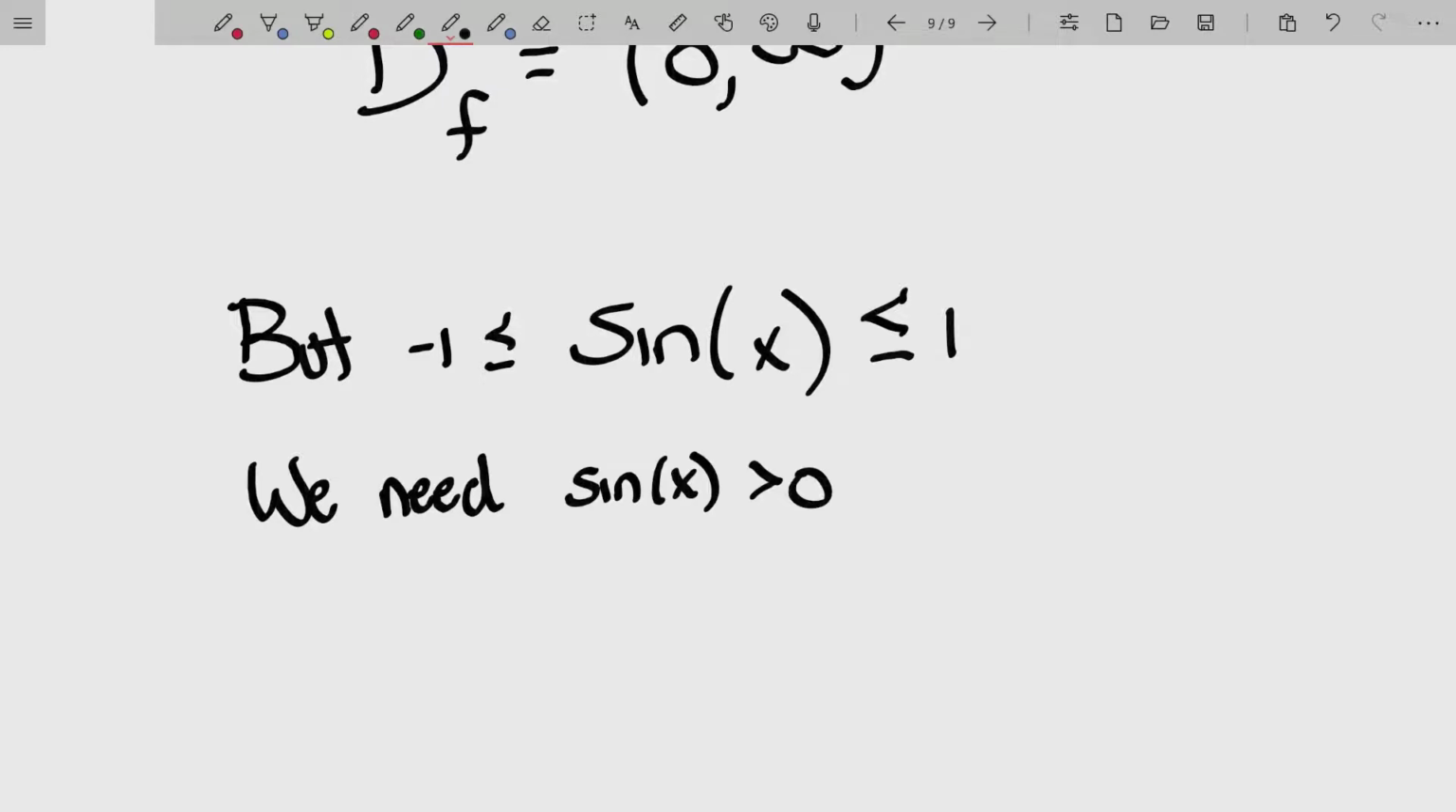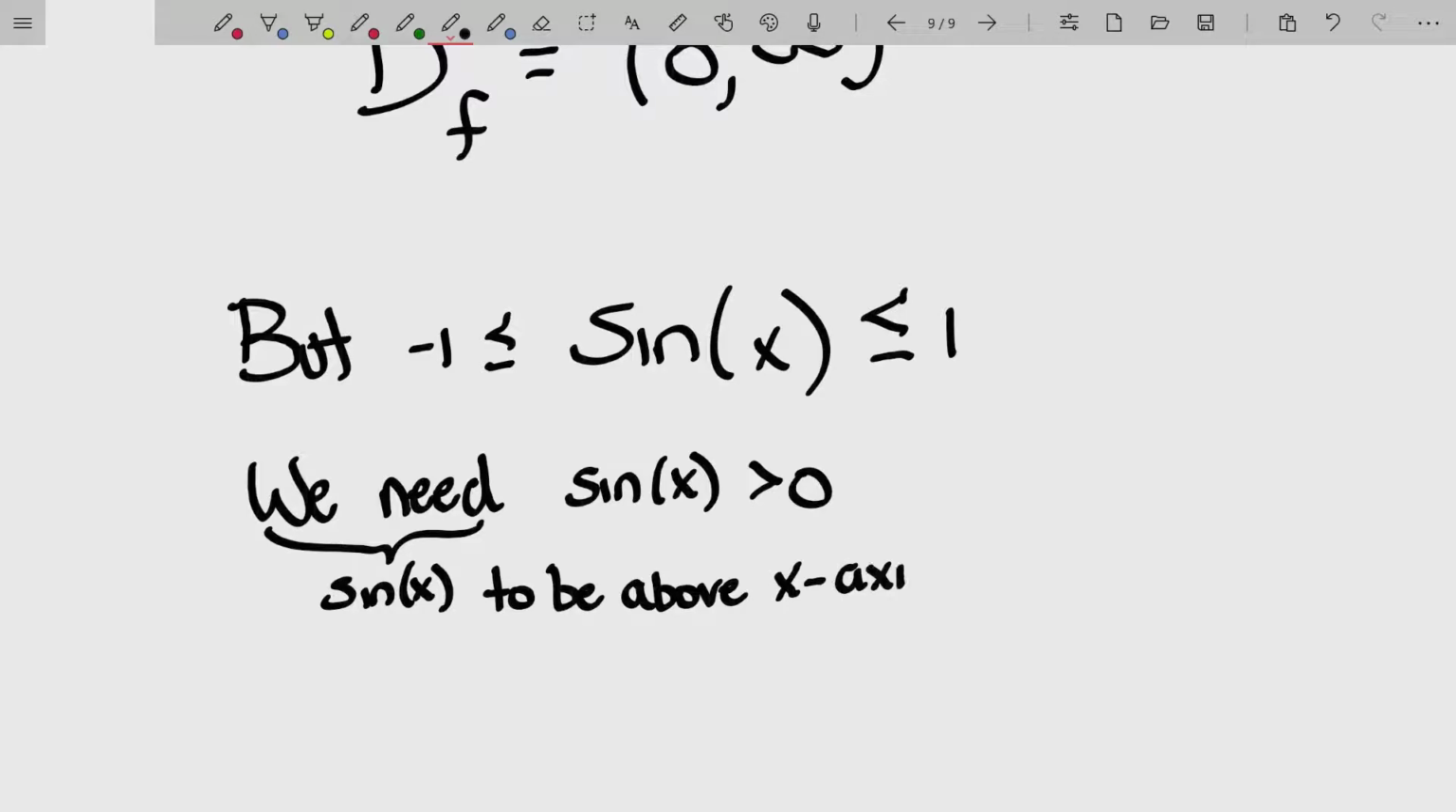This is very similar to earlier when I graphed that parabola. I said I need that parabola to be above the x-axis. So we need sine of x to be above the x-axis. This kind of logic you need to build before you step into calculus. You have to be able to do some very complex problems that involve quite a bit of critical thinking.